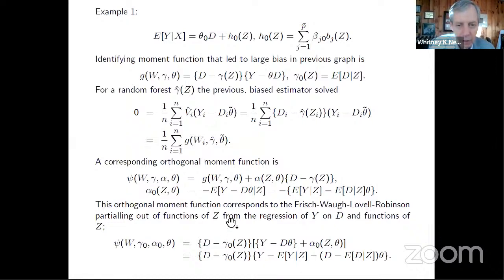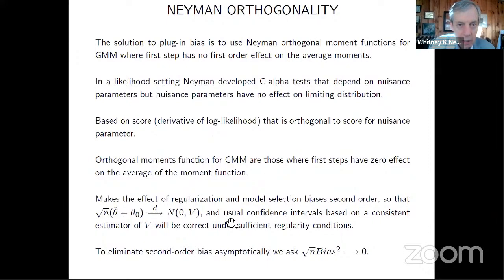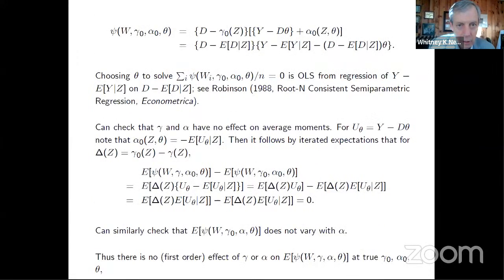Okay, so next. Here it is again, just from the previous page, we're writing out the same equations. And then in words, typed down on the page, what we just said: choosing theta to solve this equal to zero, setting this moment equal to zero, is ordinary least squares from a regression of the y residual on the d residual. This is the thing we always do to estimate one coefficient when we have a lot of covariates.